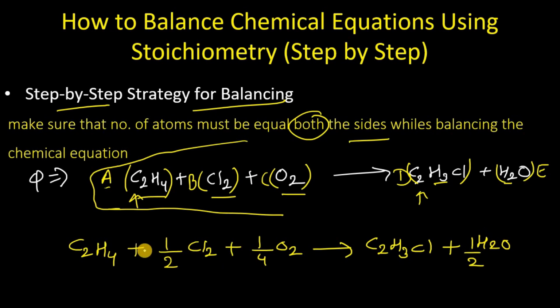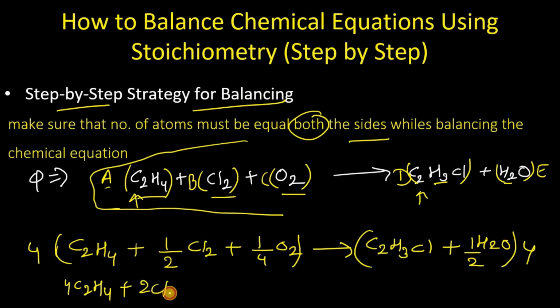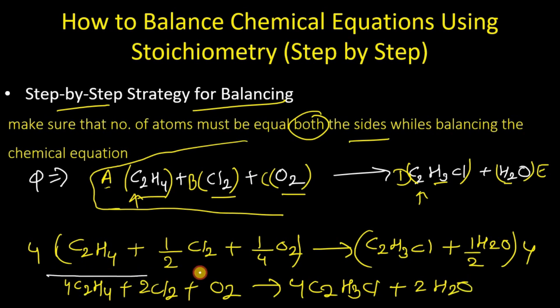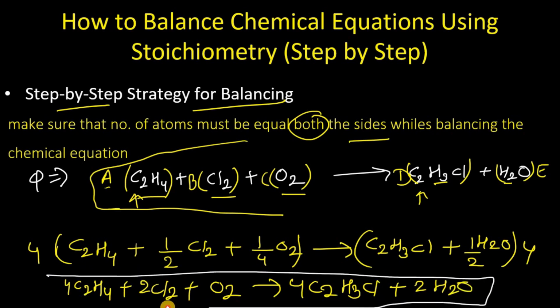Okay, now we will multiply the reactant side and product side by 4, so that this value could be cancelled out. Okay, so simply now it will become 4 C2H4 plus, when you multiply 4 into 1 by 2, it will become 2 Cl2 plus O2, and here it will become 4 C2H3Cl plus 2 H2O, right? So now this equation is the balanced one.